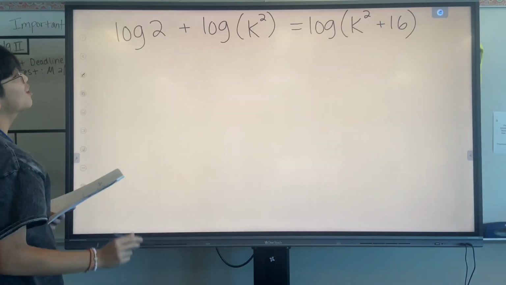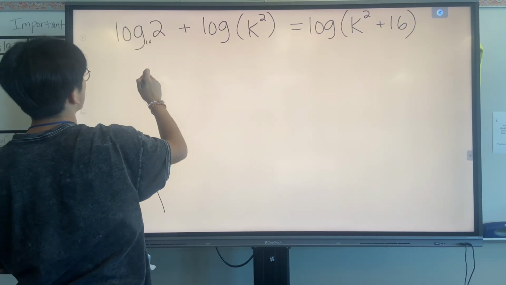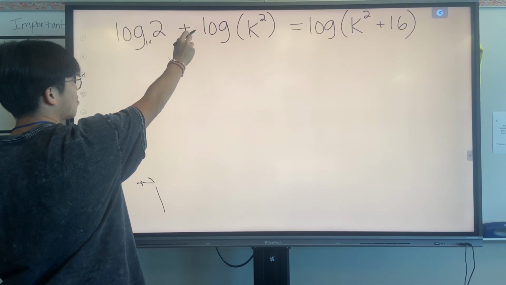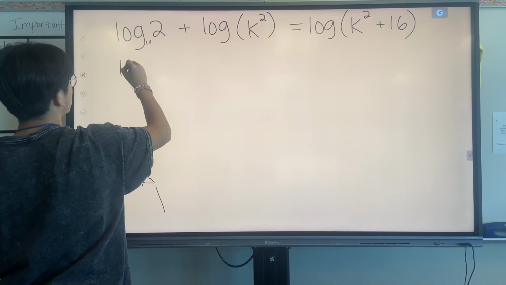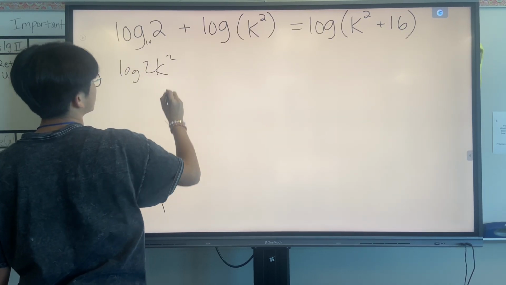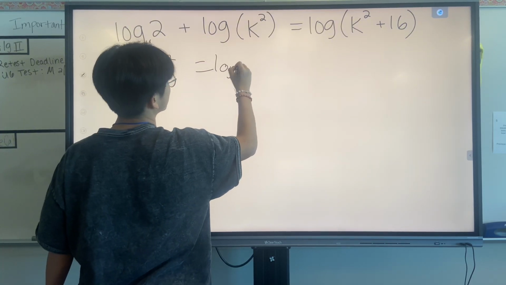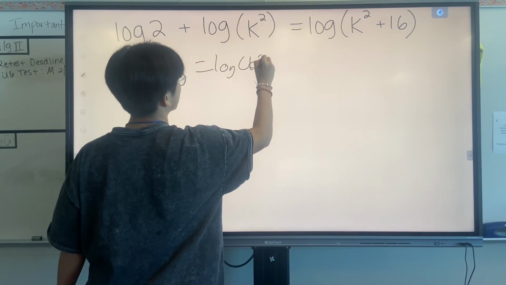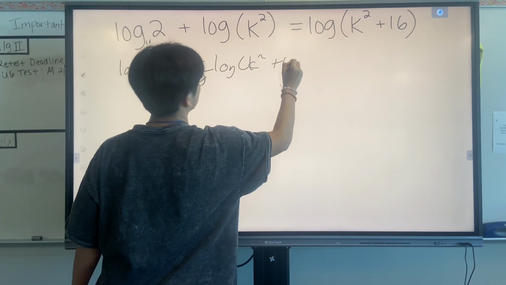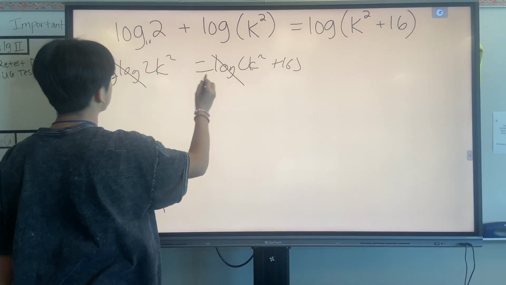Okay. So for this one, we have to condense this. So the product property, this will equal log of 2k squared. And then you just bring this one down. Then of course, since the bases are the same, we cancel these out.